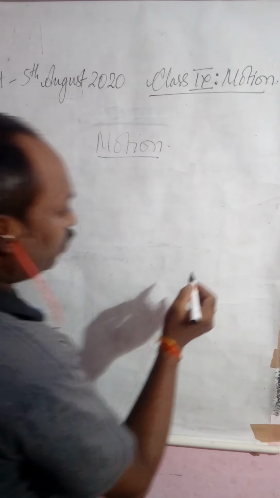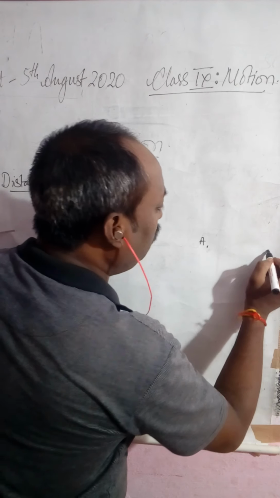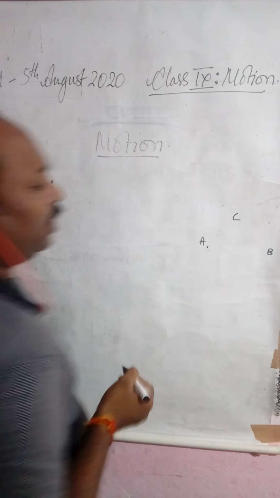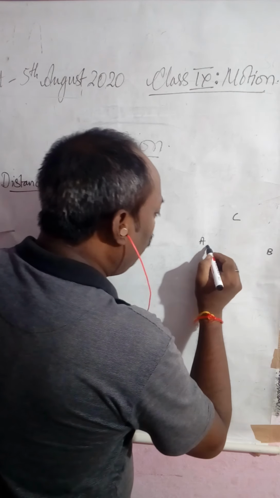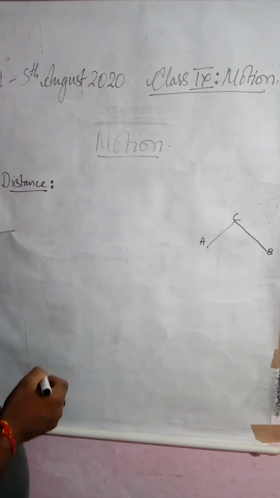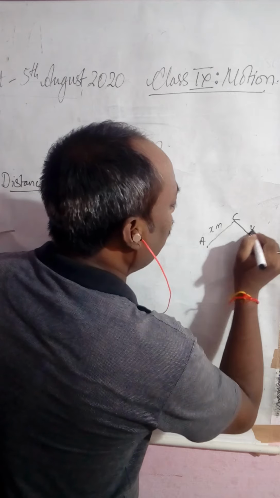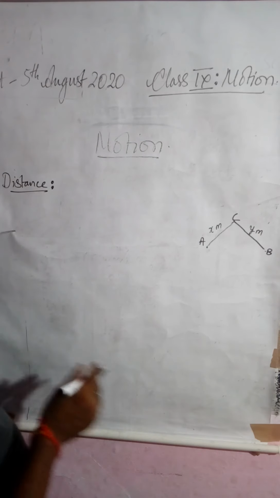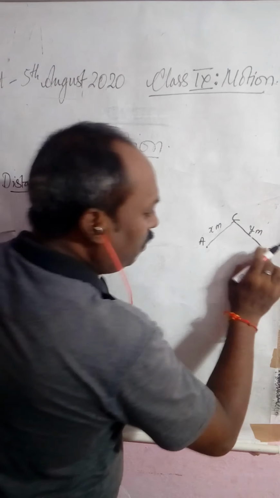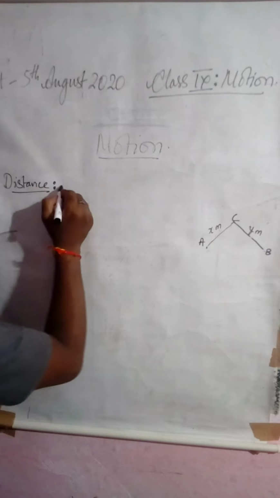I am going to draw this. Suppose this is position A and this is position B, and there is another position in between them, that is C. Now an object goes from A to C and then finally to B. Suppose this is X meter and this is Y meter. The total distance over here will be X plus Y meter, that is AC plus CB. This is the total distance covered by an object.